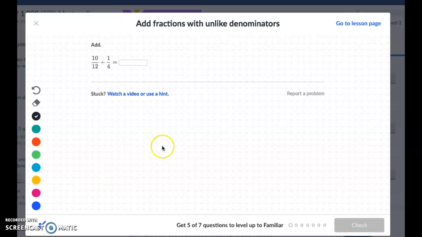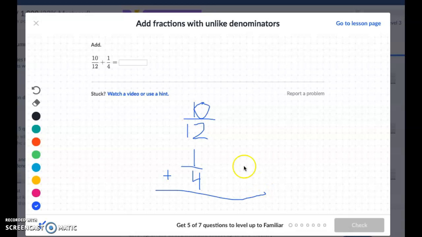10/12 plus 1/4. Okay, so again, I like to just write these vertically so that I can see them a little bit better. 10/12 and then 1/4, and we're adding those two together. So I need to find a common denominator because we cannot add fractions if they have unlike denominators. One way we can always find a common denominator is by doing 4 times 12. But that's going to give us a pretty big number in this situation.